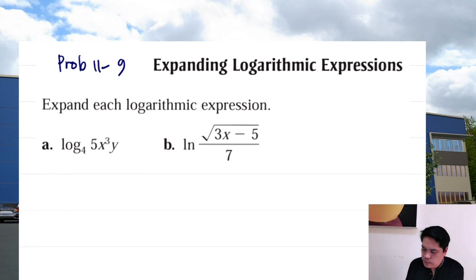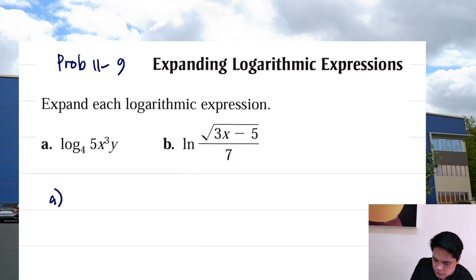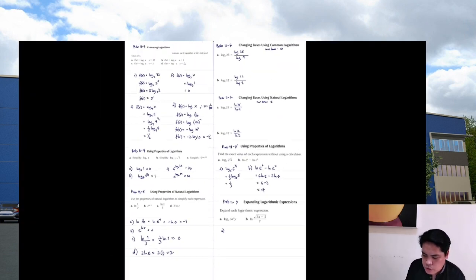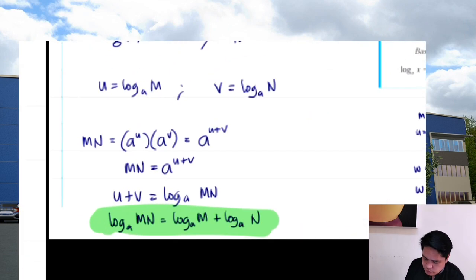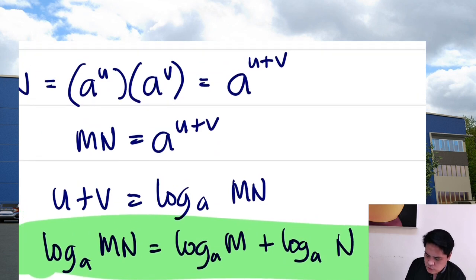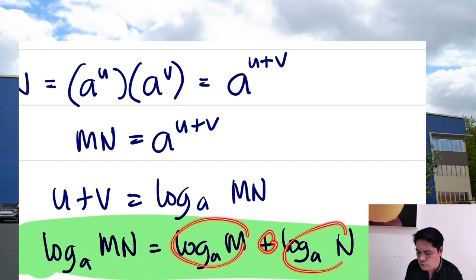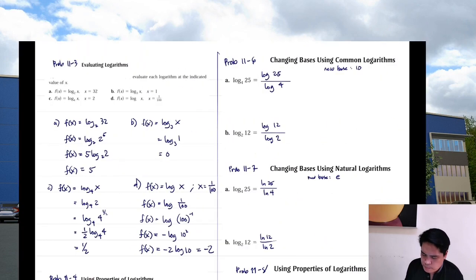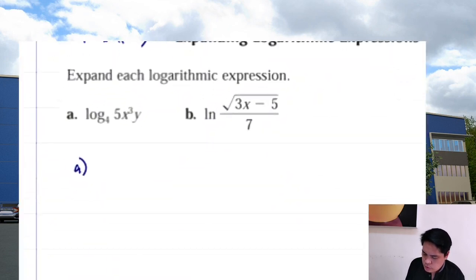Okay. For 11-9, for letter A, how do we expand this? Notice that 5, x cubed, and y are all multiplied to each other. So therefore, kung multiplication, yung property natin, if we multiply two functions, you just add the logarithm of the two functions. Or the logarithm of the product of two functions is equal to the sum of the logarithm of each function. Okay? So we do that here.